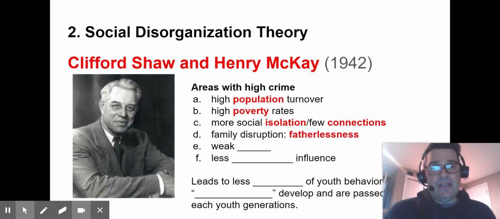And what we found is that areas with a high crime rate had a lot of fatherlessness, so very few men living in homes as part of a family. By the way, I'm just going to take an aside to that. That is still a major factor in a lot of crime today, and problems in society. Matter of fact, let's look at some statistics here.